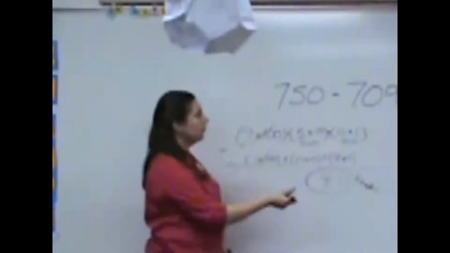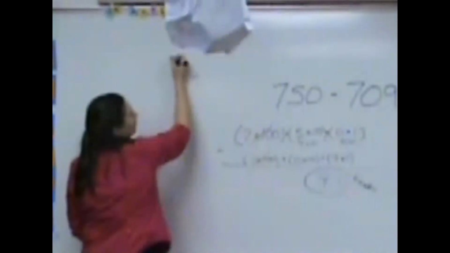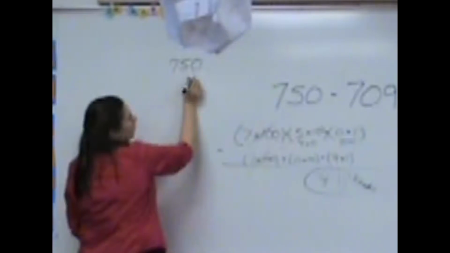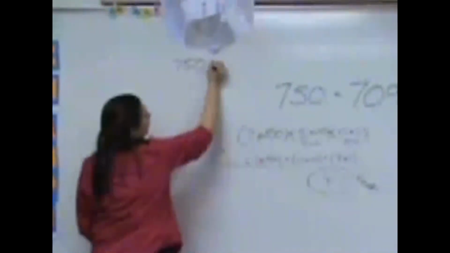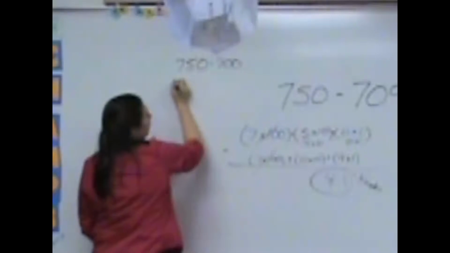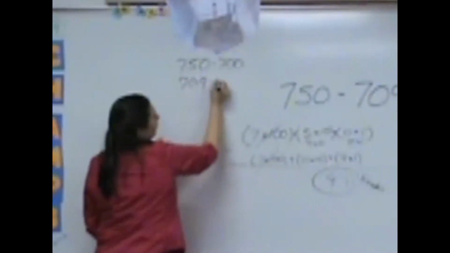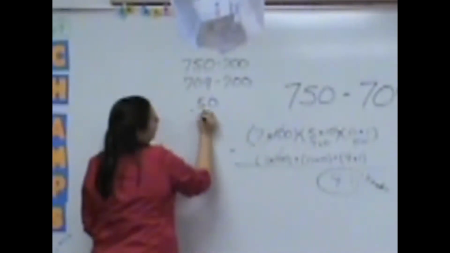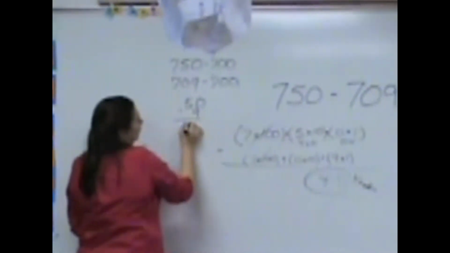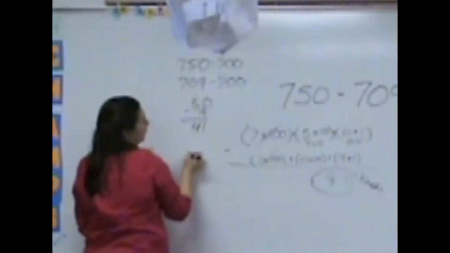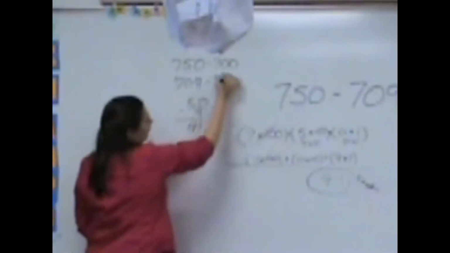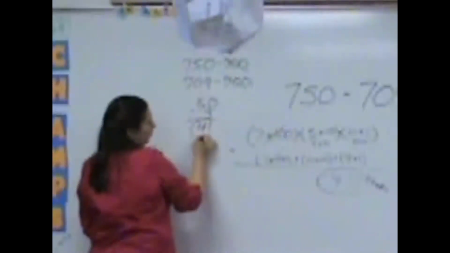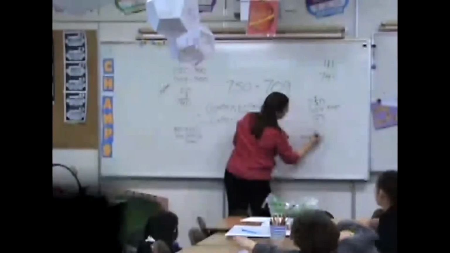All right, Rachel, go for it. So I took 750 and 709. I took out the 700s in both of them. Okay. And then that just left 50 minus 9. I subtracted 50 minus 9. That equals 41. Okay. And then I subtracted both the 700s with 700 minus 700 equals 0. So you came up with 41 in your head, and then you just subtracted.